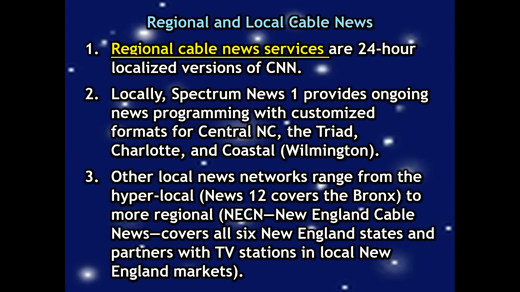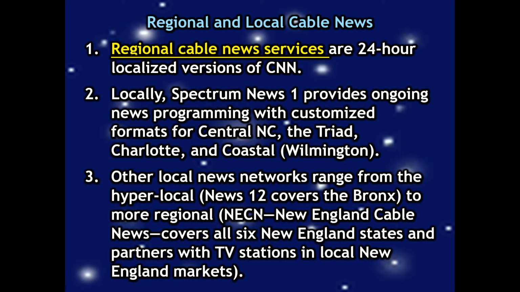As far as regional and local cable news goes, regional cable news services are 24-hour localized versions of CNN, basically providing news and sometimes talk shows that are going to focus on a local or regional area. A local example of this would be Spectrum News 1, that provides ongoing news programming with customized formats. They actually service multiple markets. Here in North Carolina, they serve 4. Central North Carolina, which would be the Raleigh-Durham area. Also the Triad, the Charlotte area, and the Wilmington area, which they call their coastal region.